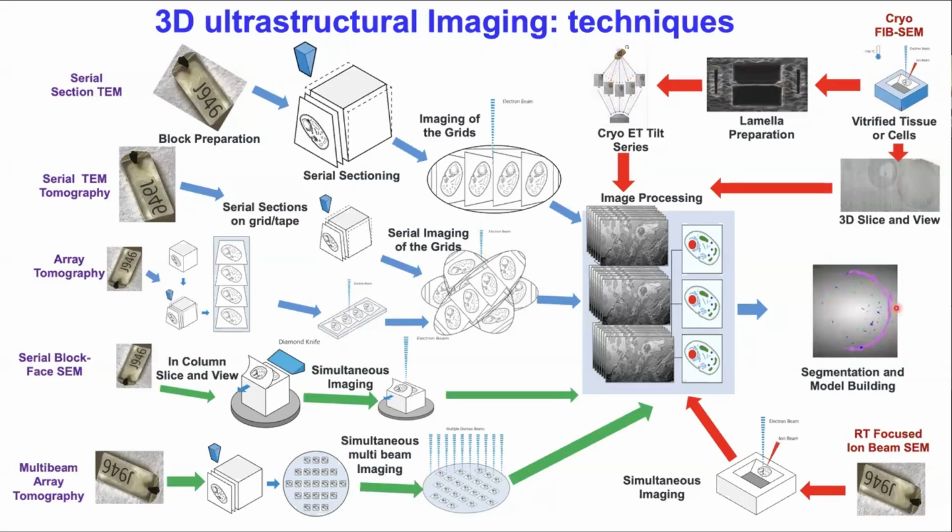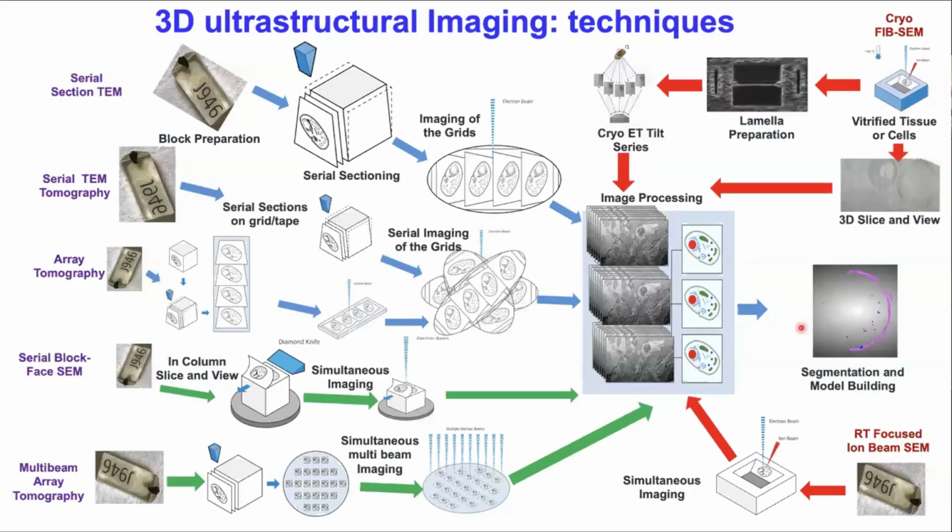Or if you want to go with the 3D imaging or volume microscopy, you can have slice and view options, or you can have spin milling options for a large area with the room temperature sample, as well as for the cryo-fixed tissue samples or cell sample, and finally you can get it. So these are the currently known techniques where you can generate 3D ultrastructural imaging.